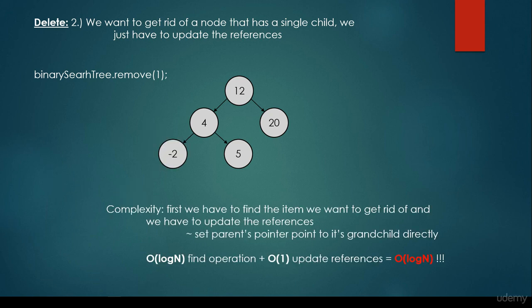Okay, so the complexity is first we have to find the item, and then we have to update the references and set the parent's pointer to point to its grandchild directly. So the find operation is logarithmic, updating the references is constant time complexity, so the overall complexity is log n, logarithmic.